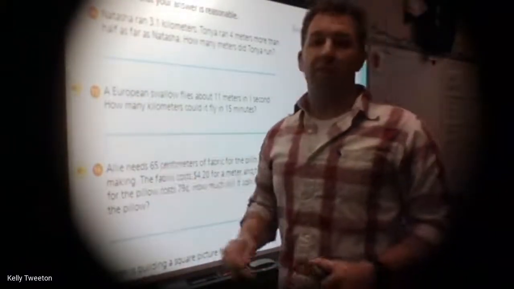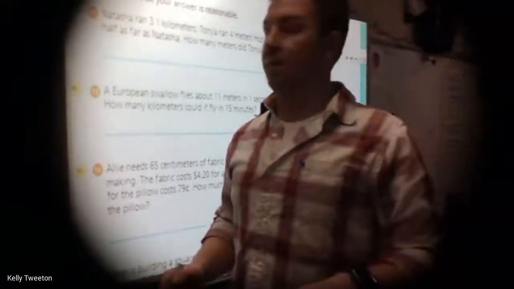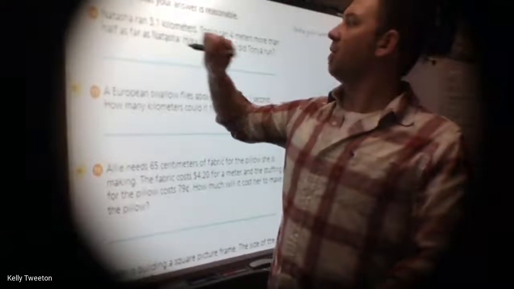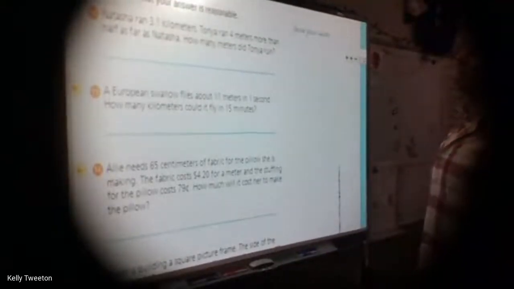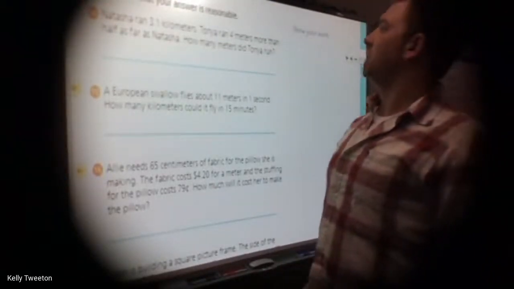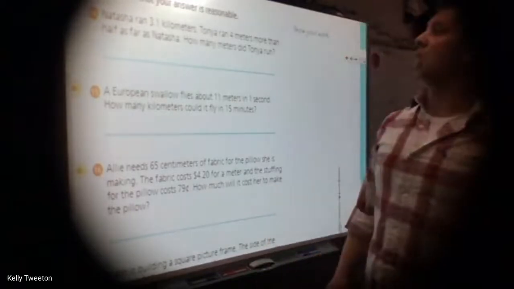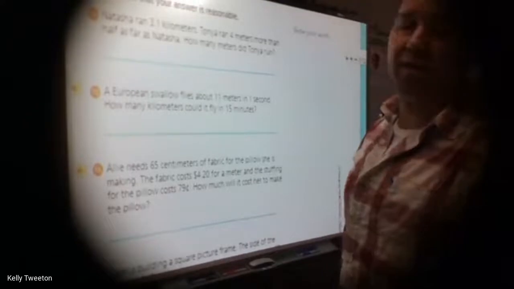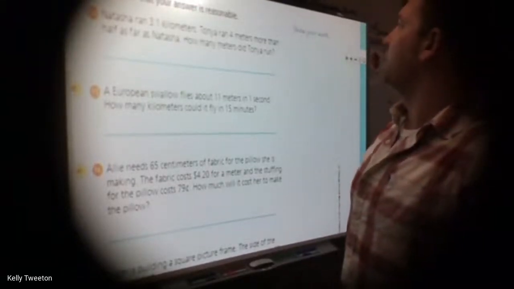Okay, so now we're towards the bottom of that page on 354. A couple more word problems here. We are now going to talk about Natasha running 3.1 kilometers. Tanya ran 4 meters more than half as far as Natasha. Wow, that's a lot of stuff there. How many meters did Tanya run?